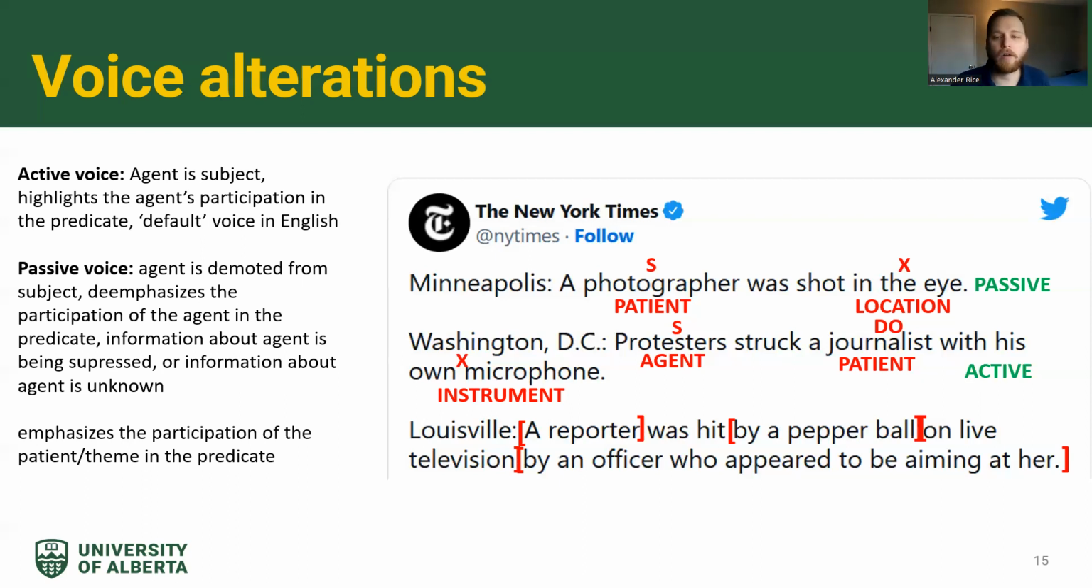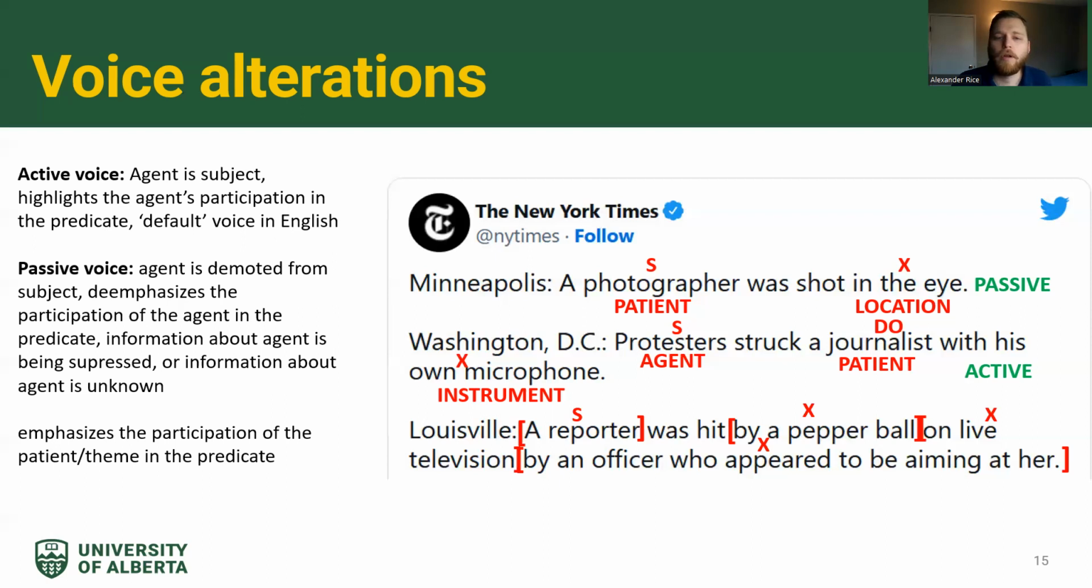So let's do our grammatical roles first. Bam. So there we have a subject and three obliques. That's kind of interesting, right? We know they're obliques because each of them starts with a preposition: by a pepper ball, on live television, by an officer. Notice that we don't have any direct objects. That's a clue to what kind of voice this is, but we'll get to that in a moment.